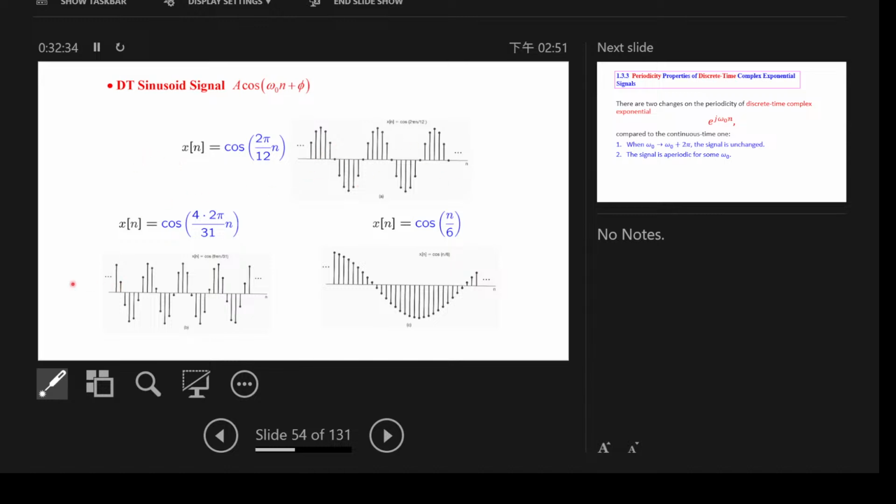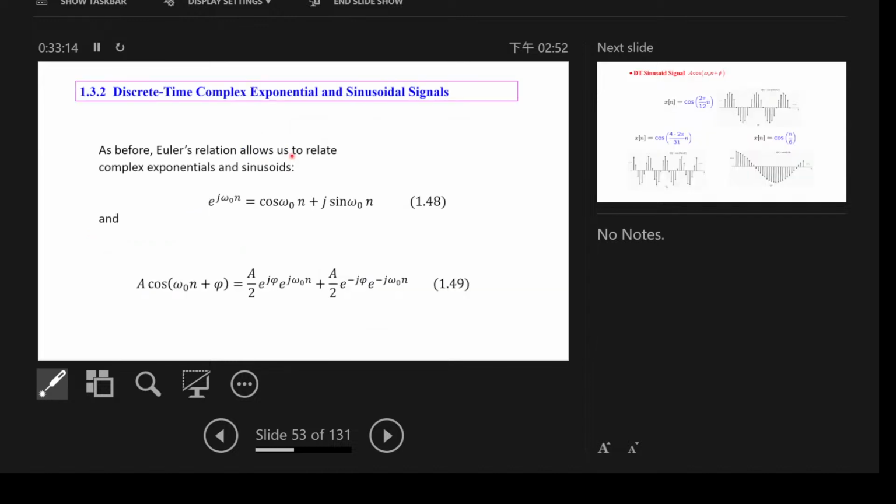Okay, and then we can plot these discrete sinusoidal functions. Here are some examples of cosine 2 pi divided by 12 n. So it's this oscillating function. Then you can also have cosine with a weirder frequency, 4 times 2 pi divided by 31 n, and you can also have cosine n over 6. And so they all have a different frequency, and you can feel this oscillating a bit faster, and this is a bit slower, and this is slower, even slower. Okay. And so far is the part where the discrete complex exponential is the same as the continuous time.